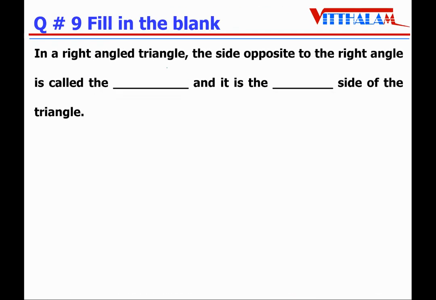In a right angle triangle, the side opposite to the right angle is known as the hypotenuse. For example, this is the right angle triangle. This is the right angle. So opposite to this is known as the hypotenuse. And it is the blank side of the triangle. So it is the highest, or you can say the longest, side of the triangle. Next.